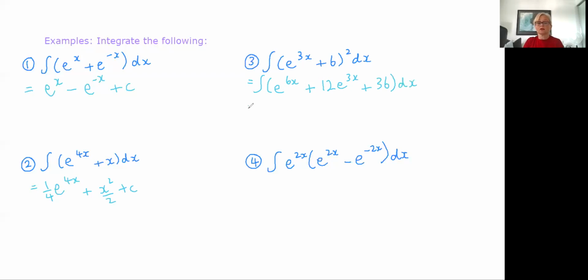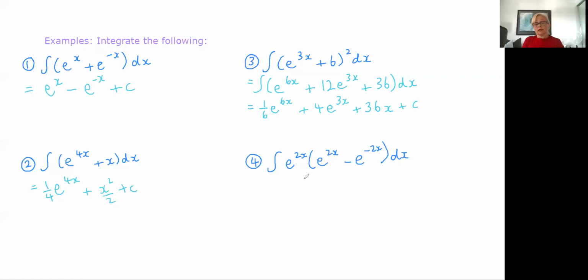Then we can integrate each bit. So we'll get e to the 6x, but we'll get 1/6 of it. e to the 3x will get divided by 3, so we'll get plus 4 e to the 3x. You can do that in 2 steps if you need to, plus our 36x plus our c.